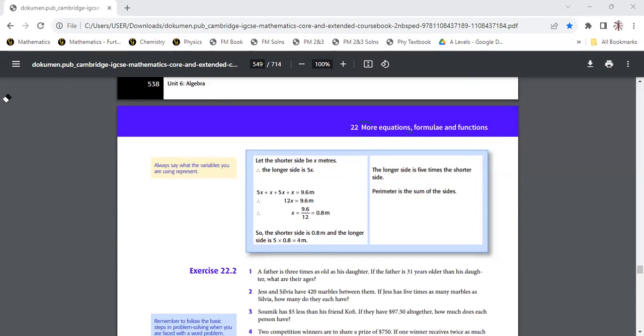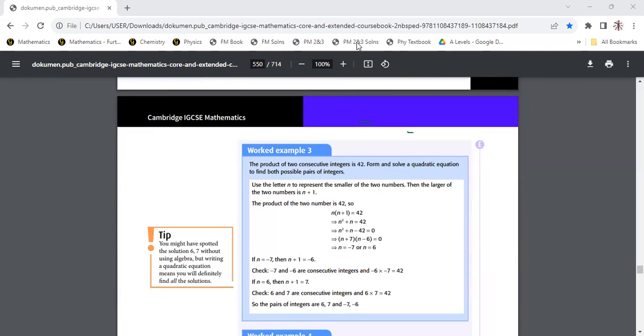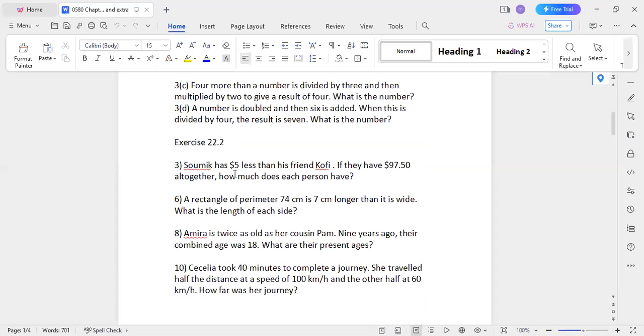So with these few examples, could we try solving questions from 22 point? Let me just share the screen here. Let's start with Shamin this time.